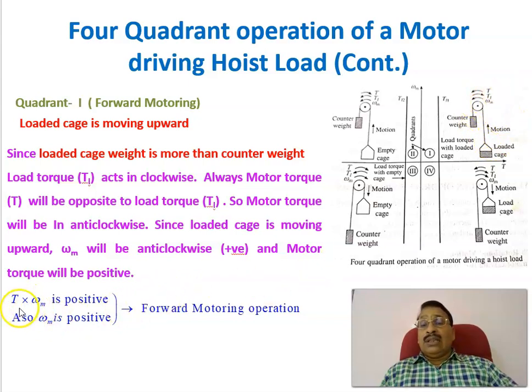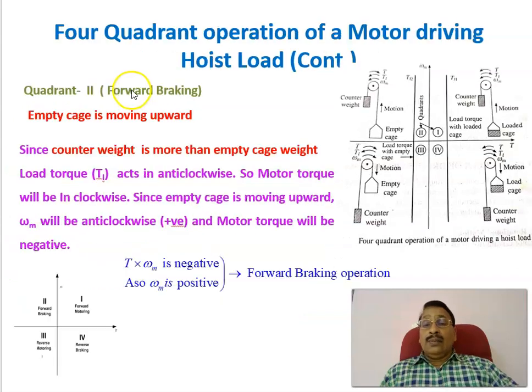Since T and omega m are both positive, T into omega m is positive, and as omega m is also positive, it is called forward motoring operation. Therefore, when a loaded cage moves from the lower level to the upper level, the motor is working in forward motoring operation. Both torque and omega m are positive.